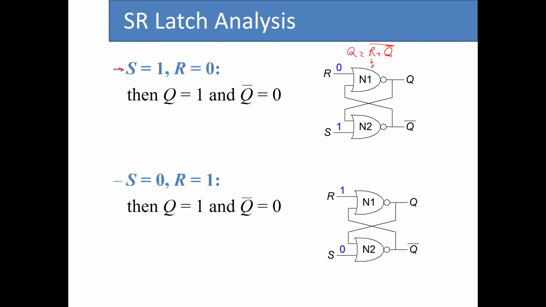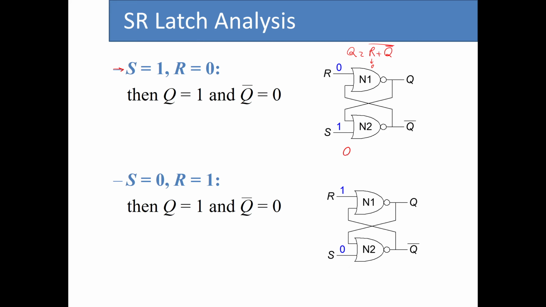If Q bar is 0, that makes 0 OR 0, and then the complement, Q, becomes 1. On the other hand, if Q bar is 1, then we have 0 OR 1, which is 1, and its complement becomes 0. So as you can see, we can have both of these values depending on the value of Q bar. But what about this one?